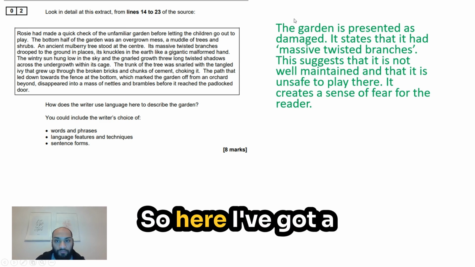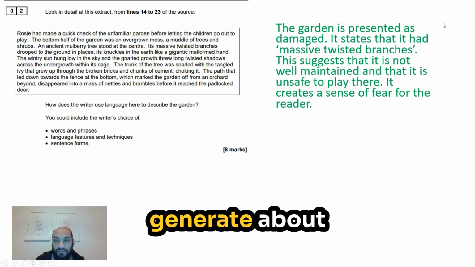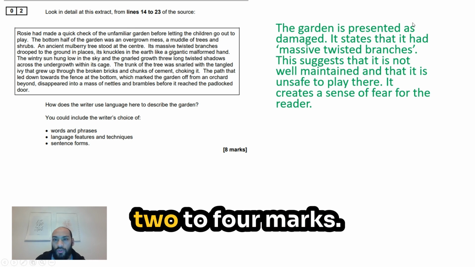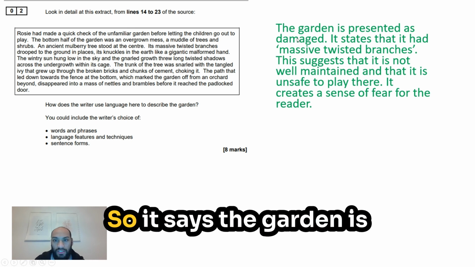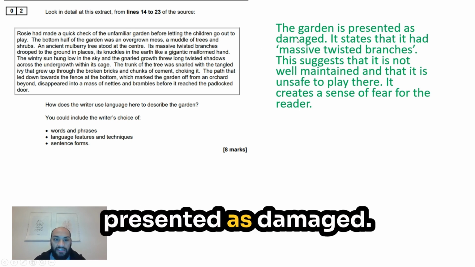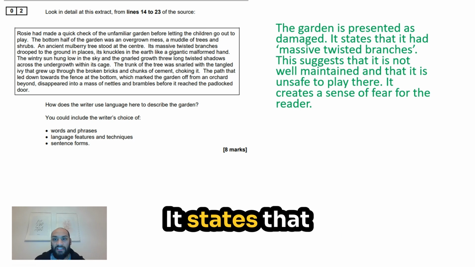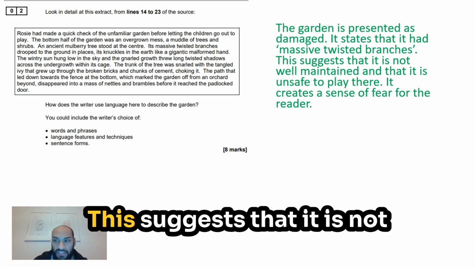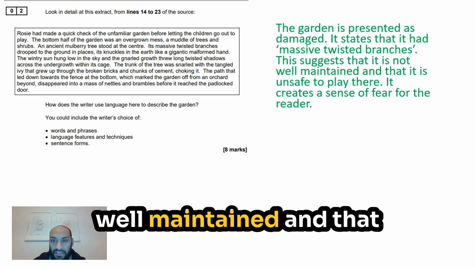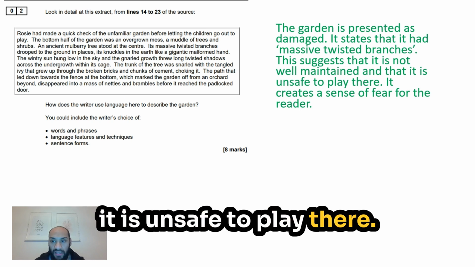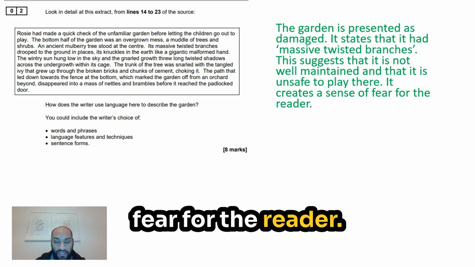So here I've got a response that will generate about 2 to 4 marks. So it says, the garden is presented as damaged. It states that it had massive twisted branches. This suggests that it is not well maintained and that it is unsafe to play there. It creates a sense of fear for the reader.